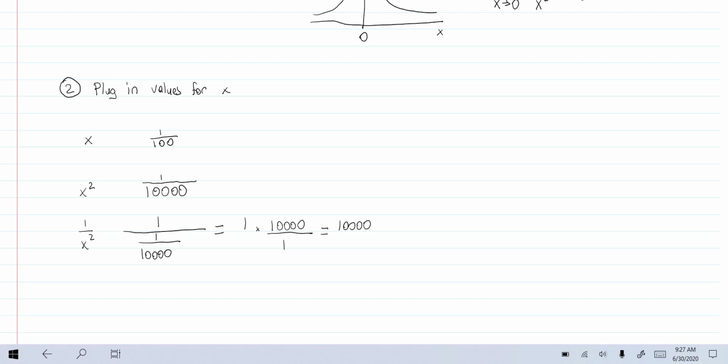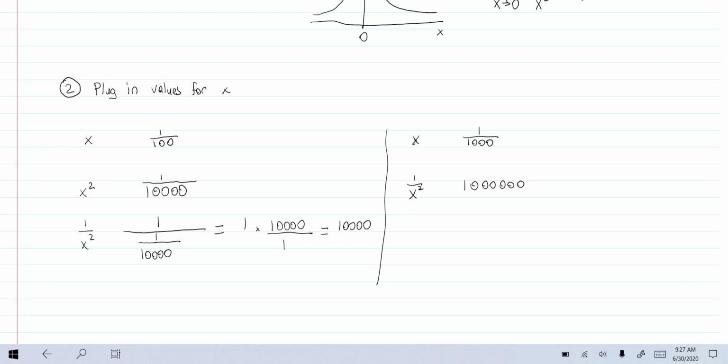Now let's see if I pick a value for x which is even closer to 0. So instead of 1 over 100, suppose I do 1 over 1,000. Okay. So I'm choosing something closer to 0 to see what happens as x approaches 0. So if you go through everything once again, plug in 1 over 1,000 for x, you're going to get 1 over x squared to be 1 million. Okay.